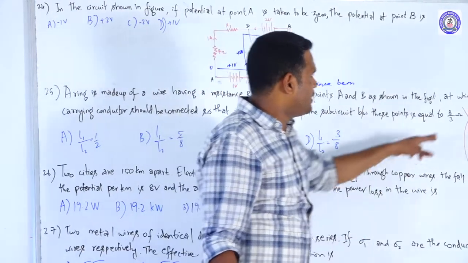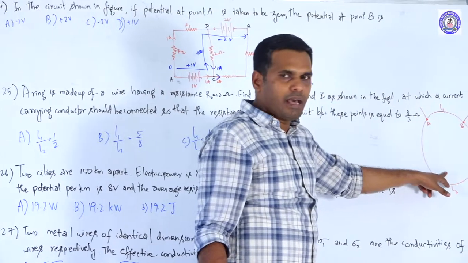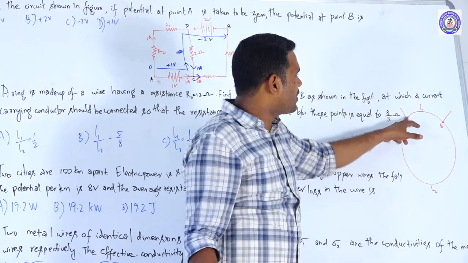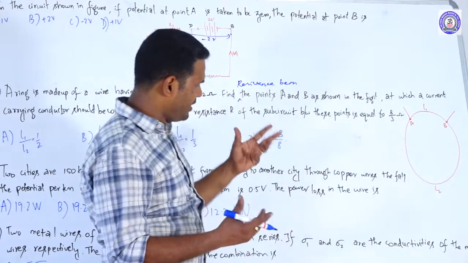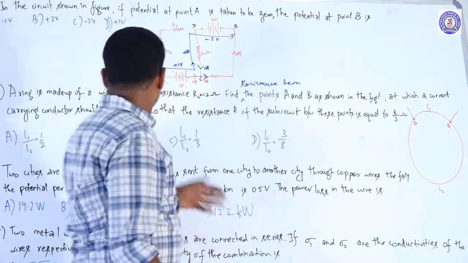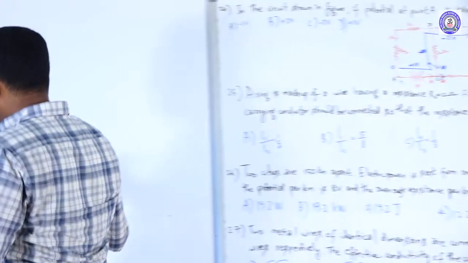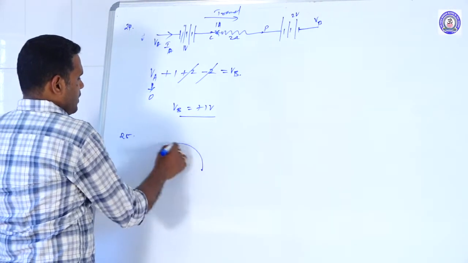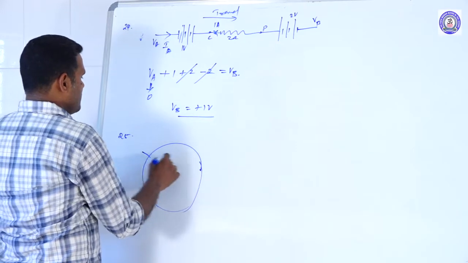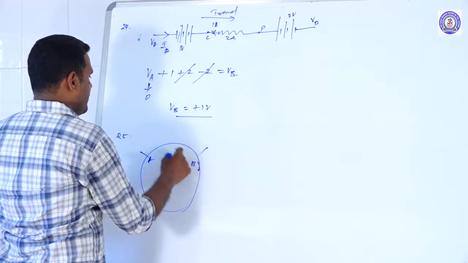Idea is very simple. This L1 and L2 are said to be in a parallel combination. We have to calculate the value of the ratio of L1 by L2. In order to calculate L1 by L2, we need to know the value of R1 and R2. We shall go by this way. Question number 25. A ring is given. These are the 2 points A and B.